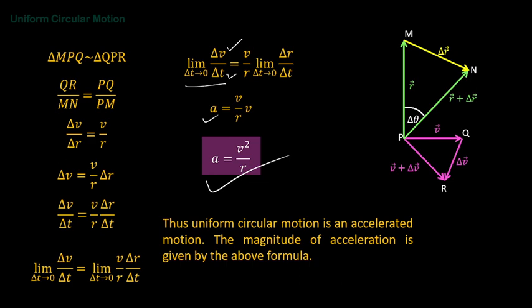So even though the particle is moving with constant speed along the circumference of the circle, it has an acceleration as the velocity is changing its direction. And to change the direction of velocity, we need additional velocities to be superimposed on the particle.